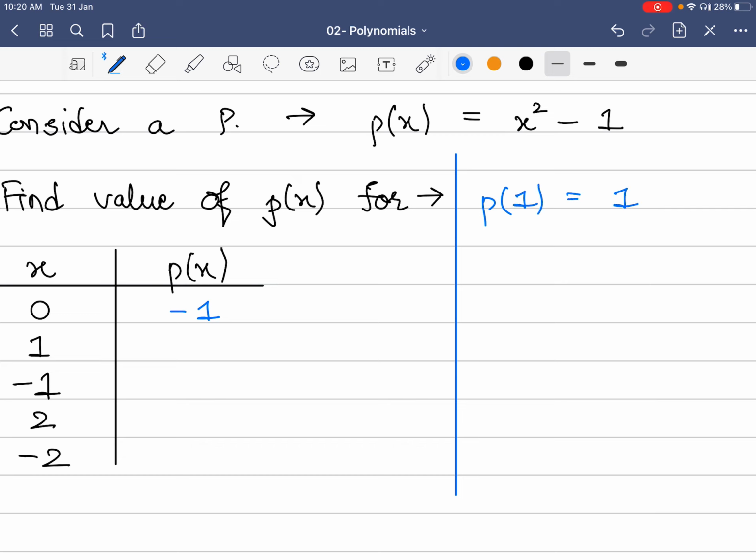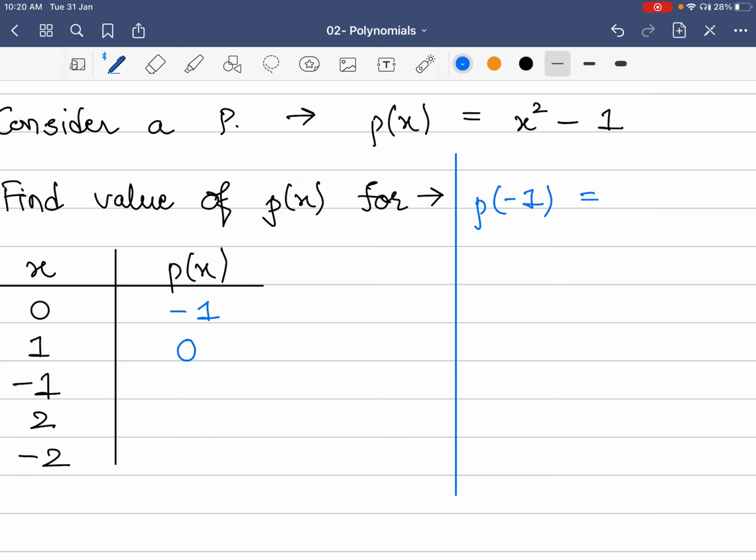So that is equal to 1 square minus 1. That is equal to 1 minus 1. That is equal to 0. So this has come to be 0. Now next it's P of minus 1. So I'll erase this. So P of minus 1.